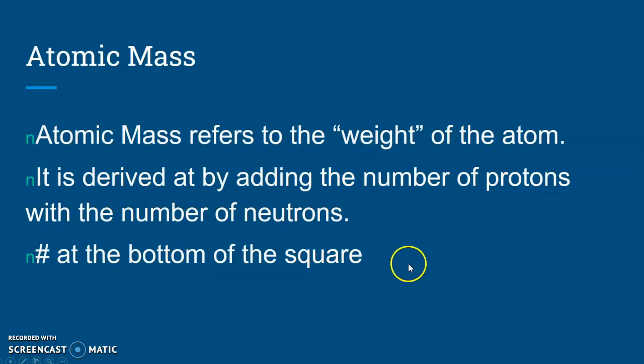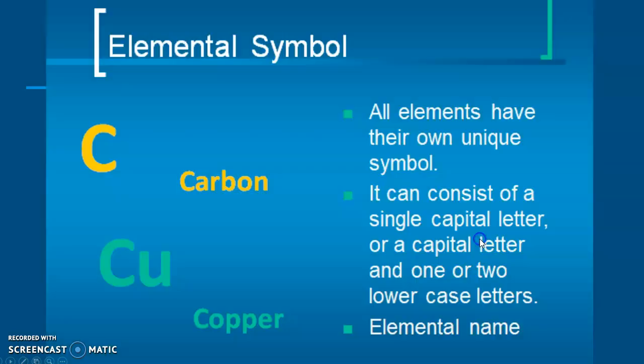Atomic mass is the weight of the atom, and you get that by adding the number of protons with the number of neutrons. That is found at the bottom of the square, typically, or underneath the elemental symbol. The elemental symbol in this particular case is the C for carbon, and then the Cu for copper. If it's a single letter, it's capitalized. If it is 2 or more letters, usually a max of 3, the first one is capitalized and the rest are lowercase. And then you have the elemental names, so carbon and copper.